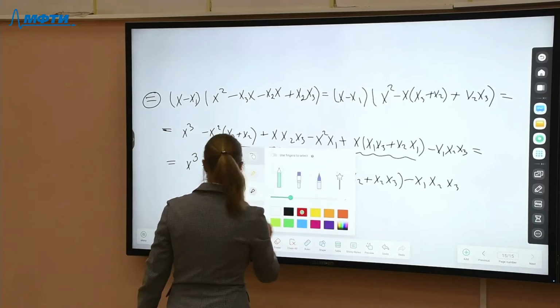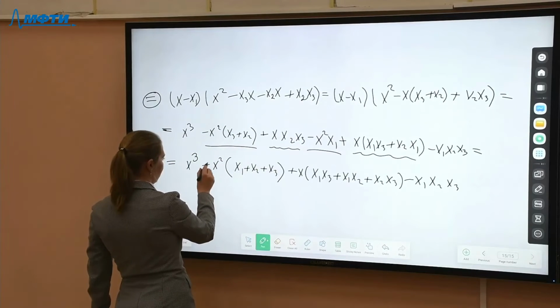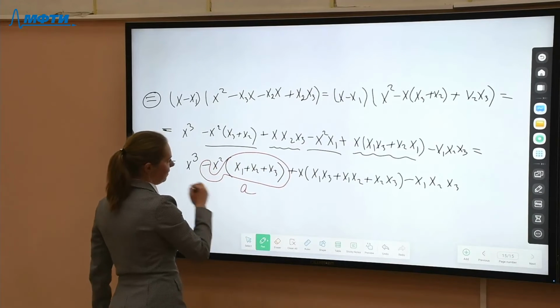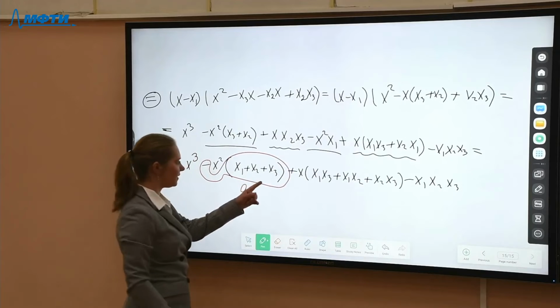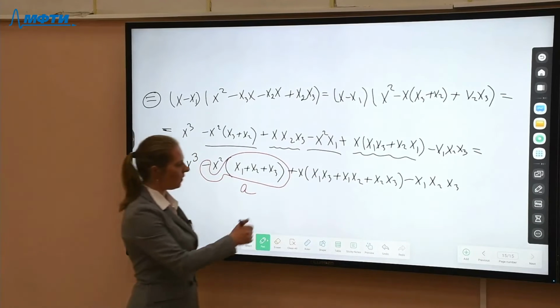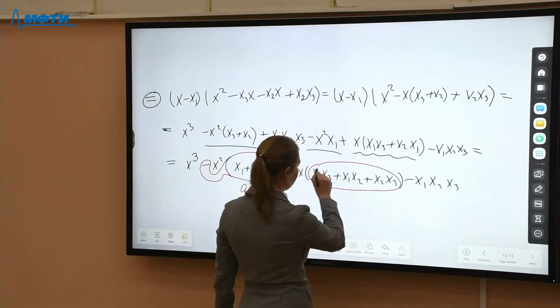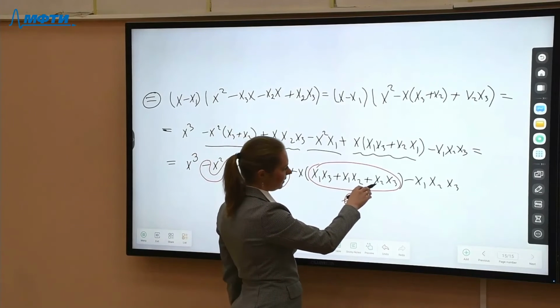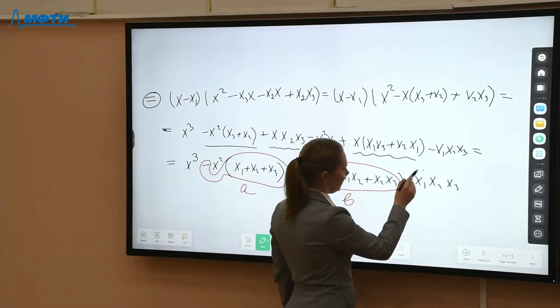So what can we say? We can say that this with this minus is a. So x1 plus x2 plus x3 is minus a. This is b: x1 x3 plus x1 x2 plus x2 x3 is b. And this is c.